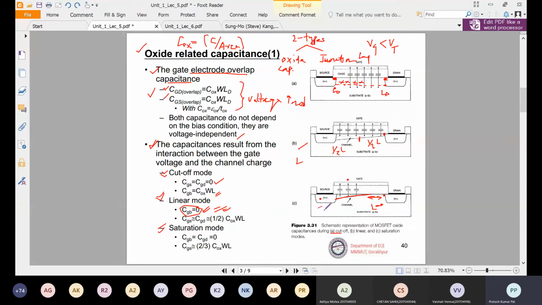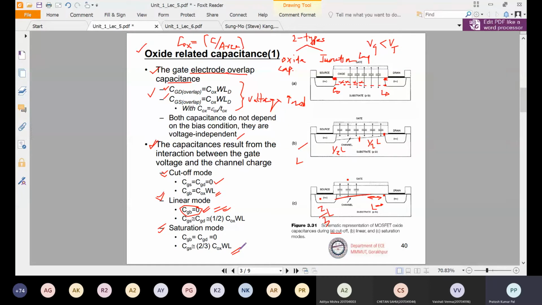So we will take it as 2 by 3. L will be considered as the length of the total channel. Out of the total L length, 2/3 length of the channel is covered by the source side, and this will constitute the capacitance. So this capacitance will be given by the gate to source capacitance, which will be 2 by 3 times COX into W into L. Okay, so this is clear.